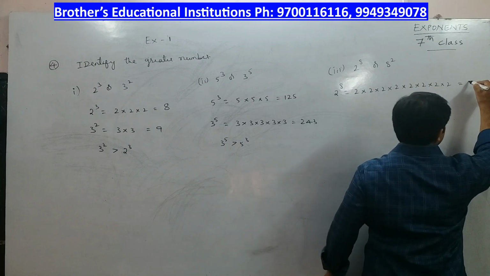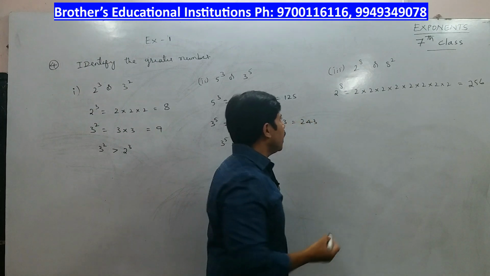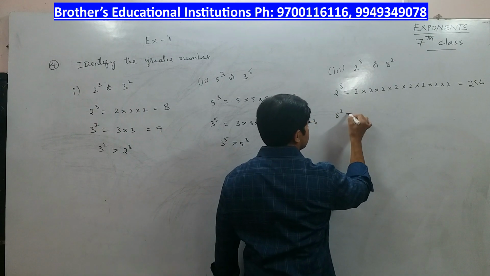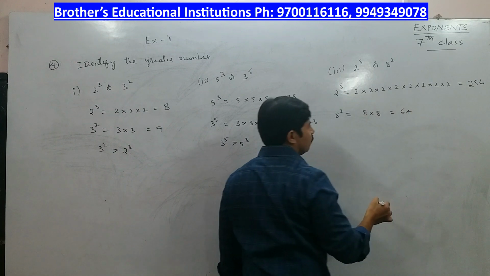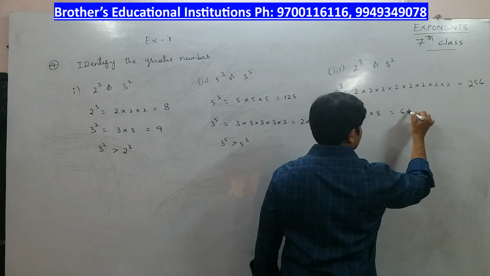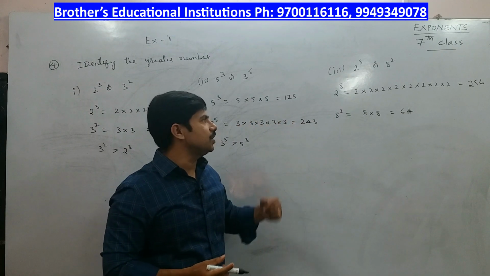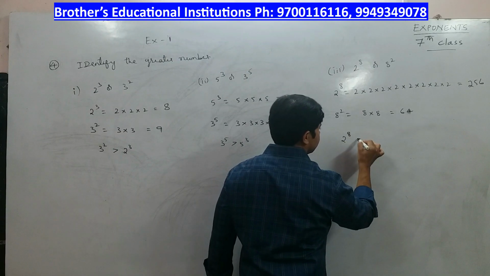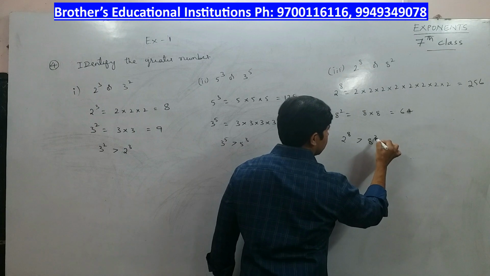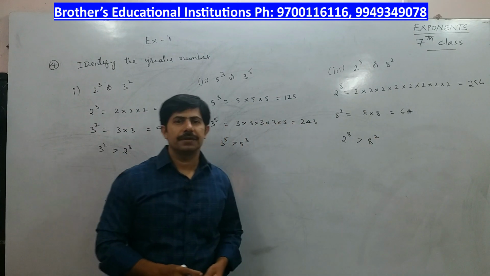So you can write 256. Now 8 square is nothing but 8 into 8, that is equal to 64. Now which is greater? Clearly 256 is greater than 64. So we write 2 to the power of 8 is greater than 8 square. Okay, this is completed.